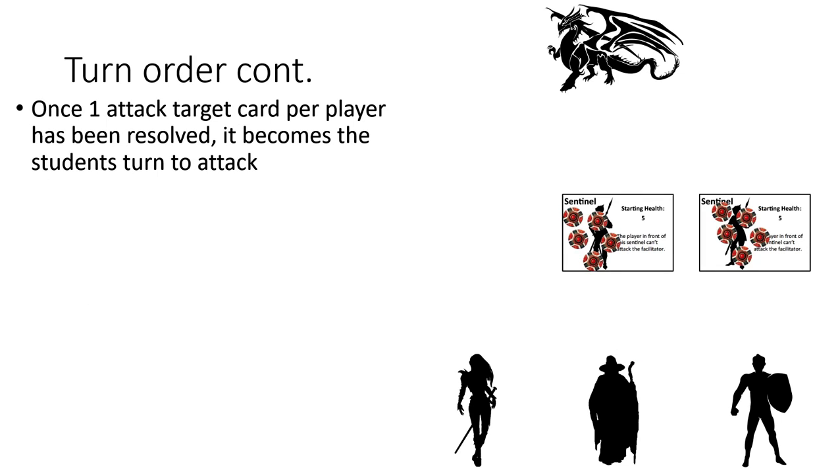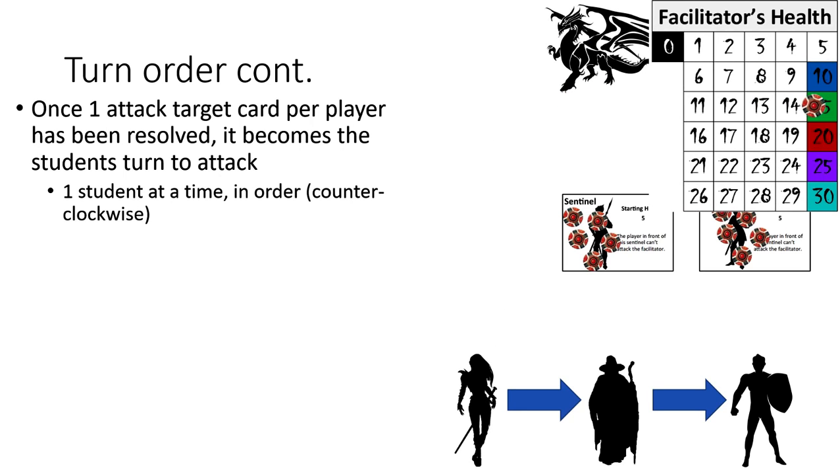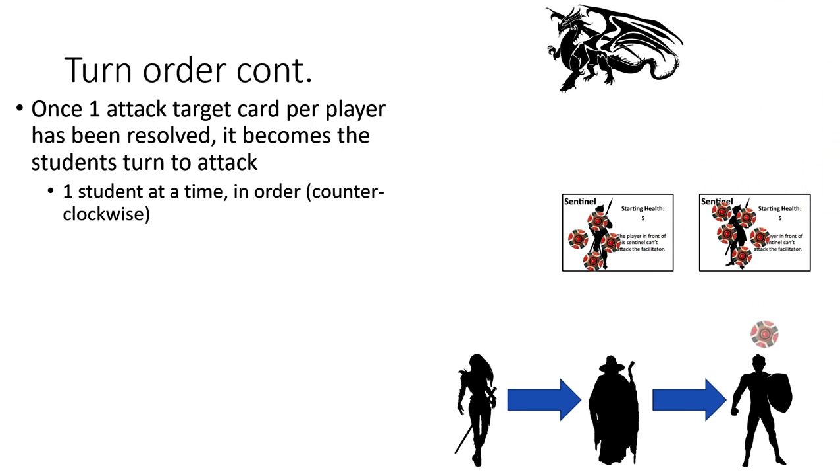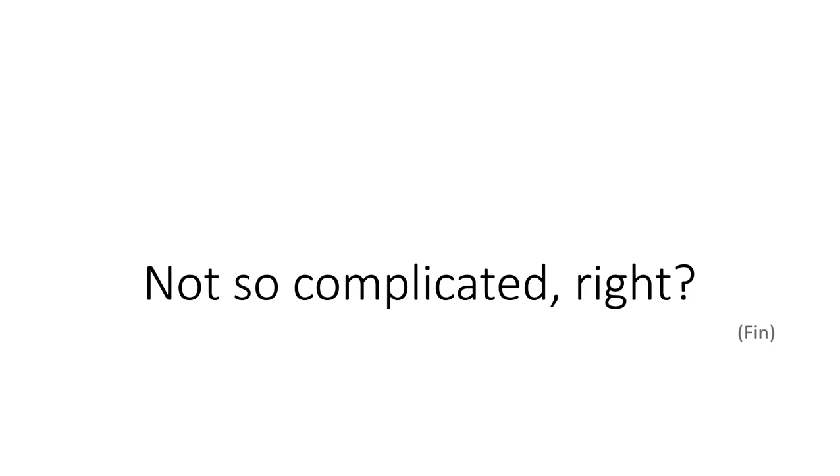To continue the turn order, once one attack target card per player has been resolved, it becomes the students' turn to attack. So, it's again counterclockwise, left to right. Students can choose where they go. In this case, Ari attacks the facilitator, Tim attacks the sentinel in front of him, and Jack attacks the sentinel in front of Tim. So they've cleared the way for Ari, and now they're trying to clear the way for Tim. Once all the students have attacked, the turn is over, very simple, and the play goes back to the facilitator, who puts out another round of attack target cards in front of all of the players, and the whole thing starts again. So hopefully that's not very complicated.